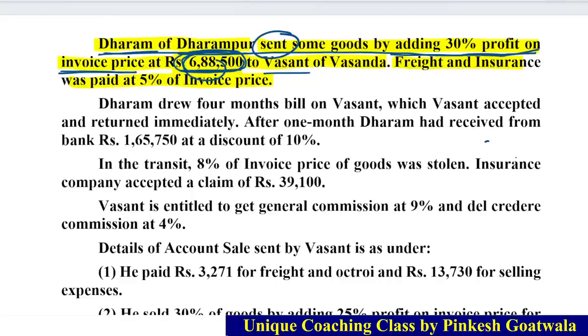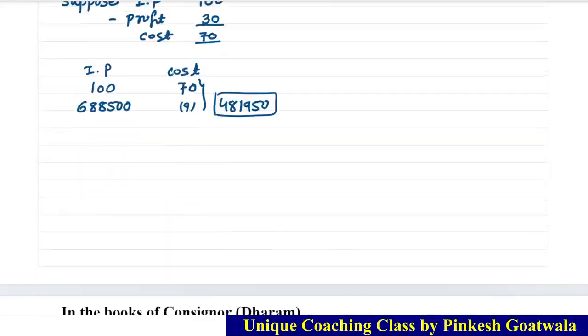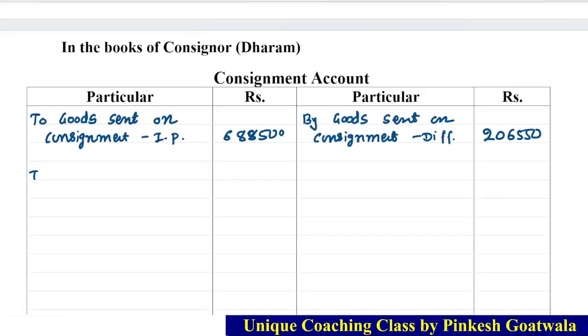Clear? Freight and insurance was paid at 5% of invoice price. So here the point about the freight and insurance, which is paid by Dharam, means the consignor. Okay, and how much expense? 5% of invoice price. Invoice price na કેટલા છે? 5%.